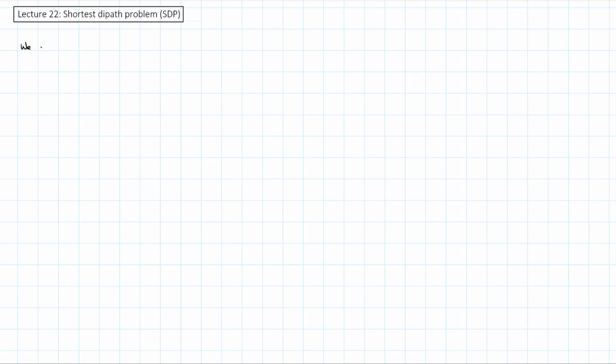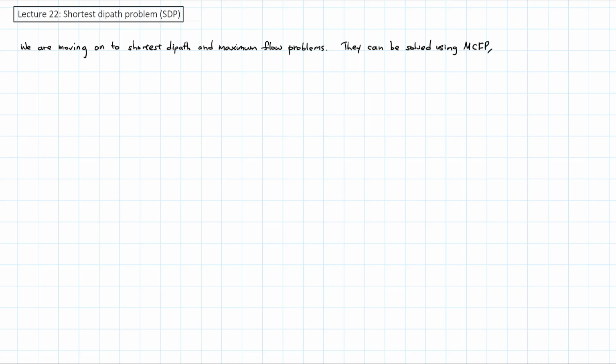Hello! We are moving on to different network flow problems, like the shortest dipaths and the maximum flow problems. The min-cost flow problem is a generalization of these problems. That is, these problems can be solved using min-cost flow problems. However, we will move away from network simplex and develop algorithms that are specifically designed for these problems, and those are efficient. We will still look at the LP and its dual to provide some inspirations for these algorithms.